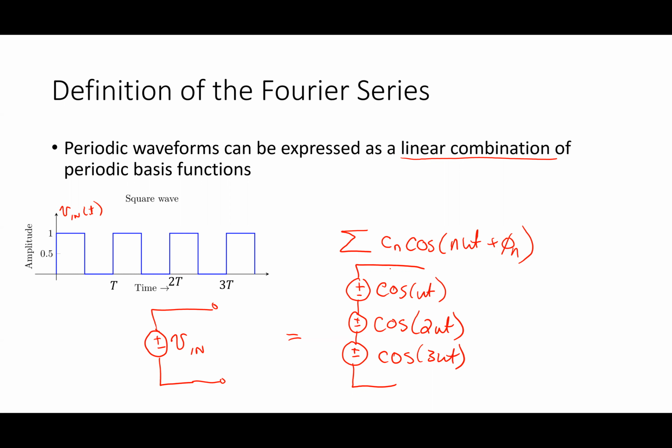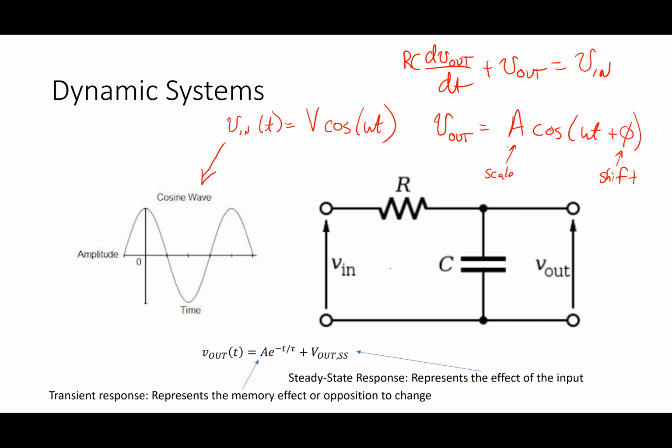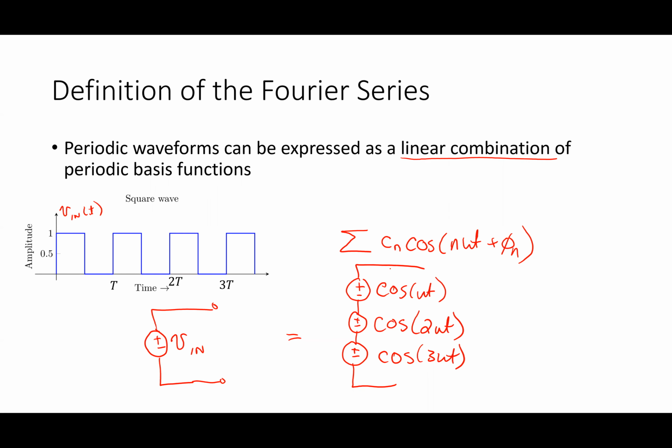I liked the whole idea of having sine wave inputs because with sine wave inputs, I could use impedance. I said with a square wave, I have to use differential equations, but there's some way of making that square wave turn into a bunch of sine waves. If you had a circuit like this, where you had 3 different frequencies, right? So the one frequency is omega, one is 2 times omega, one is 3 times omega. If you had that problem, how could you solve that problem instead?